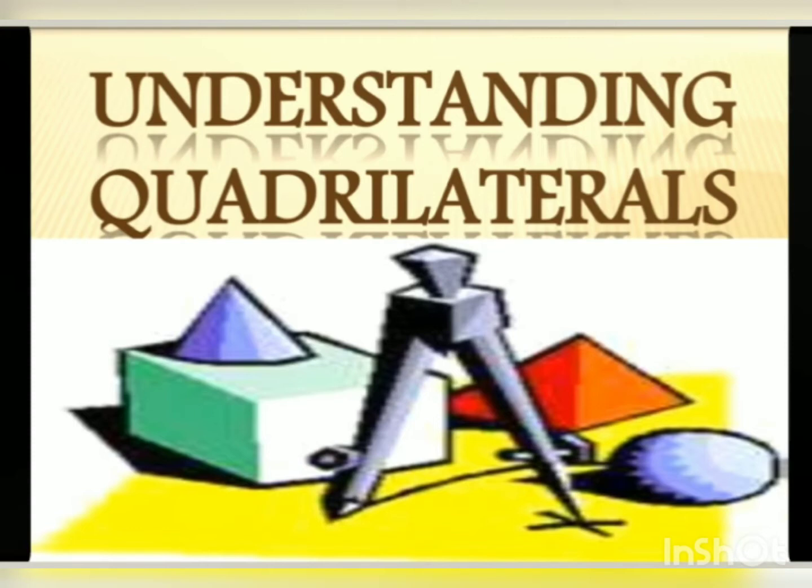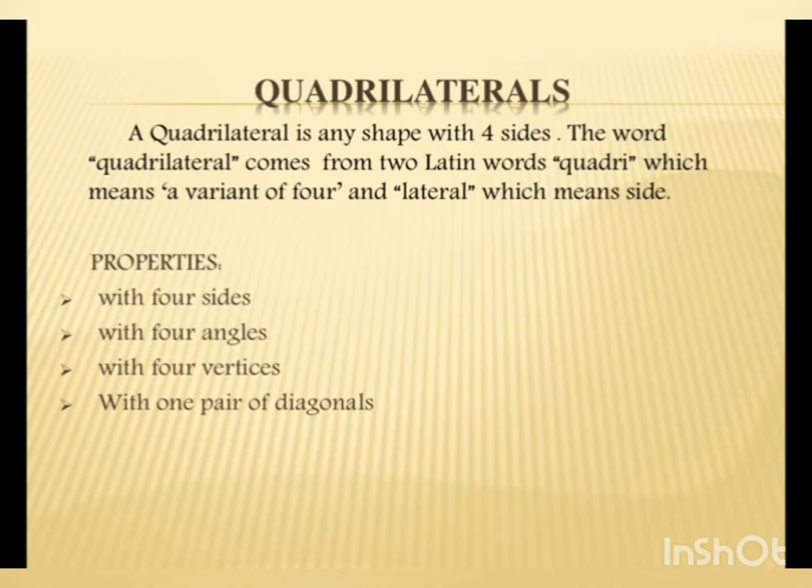In the previous video, we have already discussed the basic concepts of polygon. Today, we will start with a four-sided polygon. As you know, a four-sided polygon is a quadrilateral. The definition of quadrilateral is: any shape with four sides. The word quadrilateral comes from the Latin words quadri, which is a variant of four, and latus, which means side.